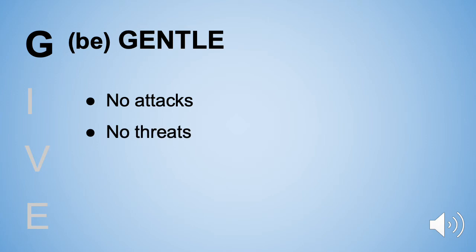Next is not threatening the other person. And so, not making hidden or outright threats in order to get someone to do something. So, a threat is when you say you are going to do something if the other person does not change what they are going to do. So, a threat would be, if you don't answer my phone call, I'm going to block your number forever.